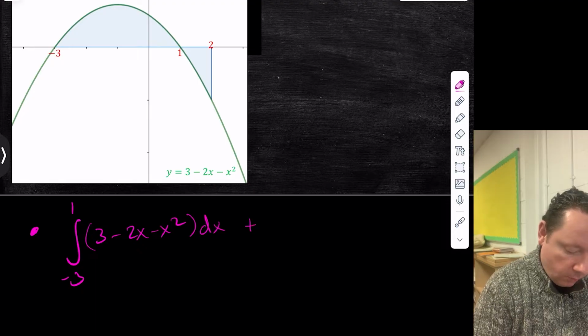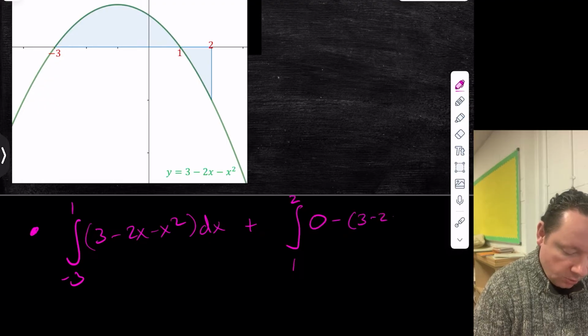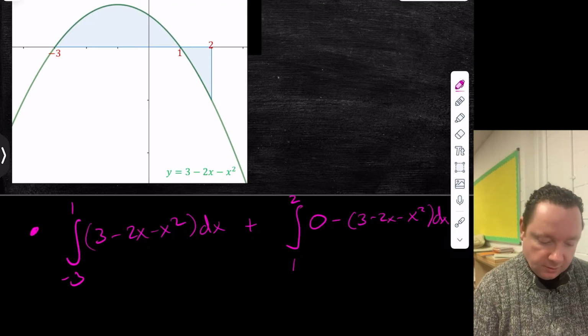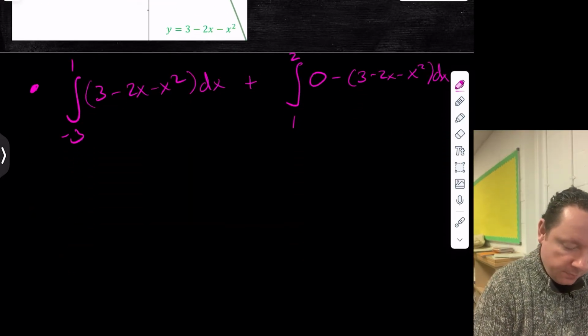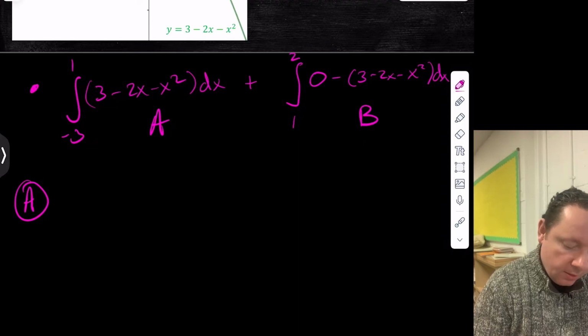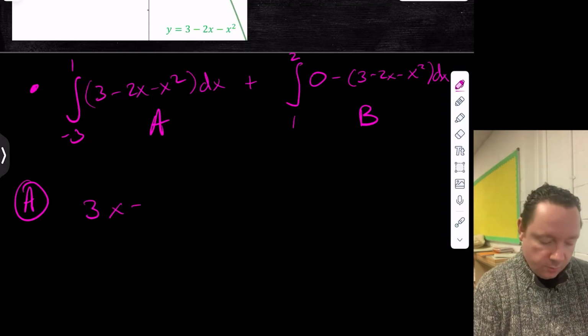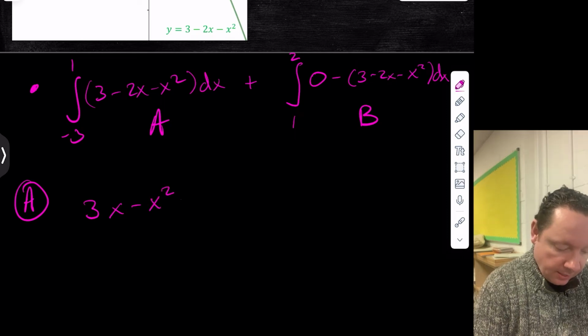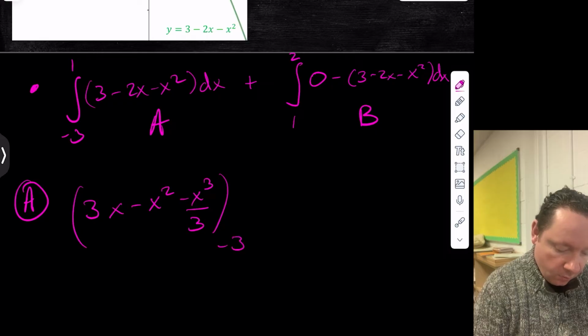And then I'll just show you what we're going to be doing, but do it later. We're going to add on the integral between 1 and 2 of 0 minus 3 minus 2x minus x squared dx, because that's below the x-axis. So treating them separately, I'm just going to call this one A and this one B, and we're going to do A first, just so we can keep it separately. We get 3x minus 2x squared over 2 is minus x squared, and then minus x cubed over 3, and that's going to be between minus 3 and 1.